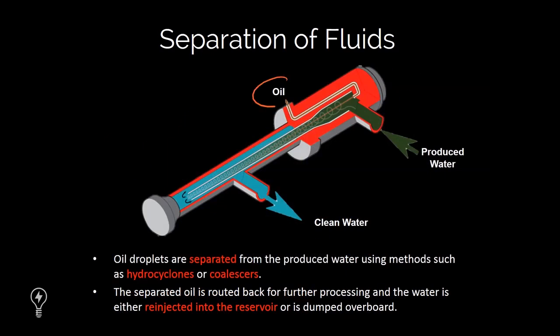Now, the oil droplets are separated from the produced water using methods such as hydrocyclones or coalescers, and these separate the fluids based on their densities. Now, the separated oil is then sent back for further processing, and the water is either re-injected into the reservoir or sometimes it's dumped overboard.